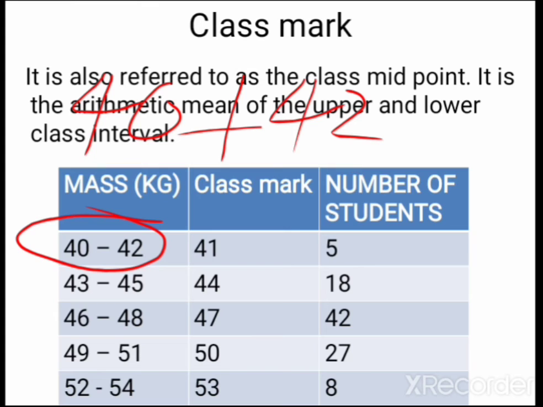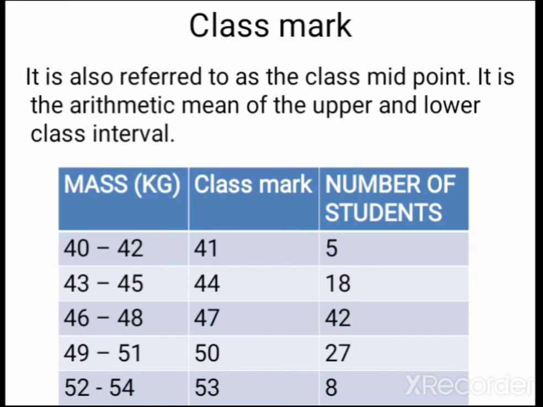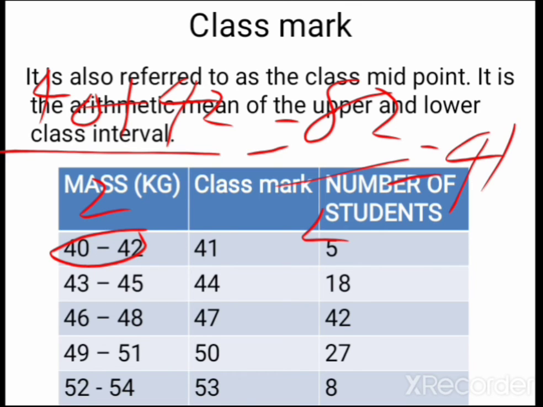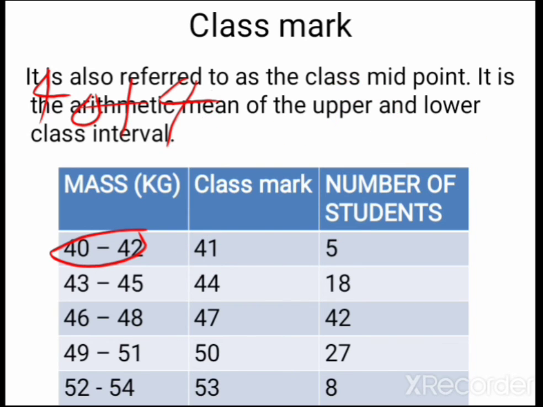Let me do that again. So let's say this is the first class. We want to get the class mark. 40 plus 42 divided by 2 is equals to what? 82 divided by 2. So when we divide it, we have 41 as our answer. So the class mark of that very first class is 41. Let's check for the second class.